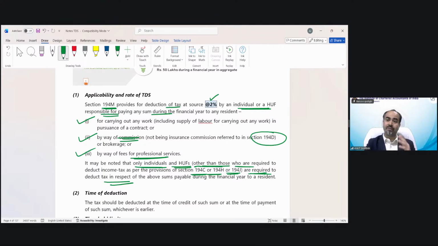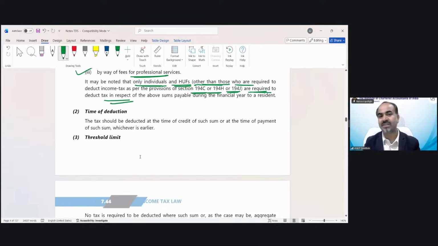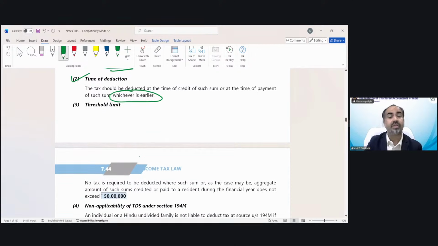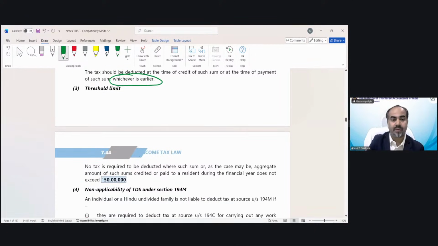So under section 194M, the payer could be only those individual HUFs whose turnover is less than 1 crore or receipt is less than 50 lakh. Time of deduction is the same in almost all cases: at the time of credit or payment, whichever is earlier. The threshold limit is huge, and it is 50 lakh. You might remember under section 194J it is 50,000, but now it is 50 lakh rupees.